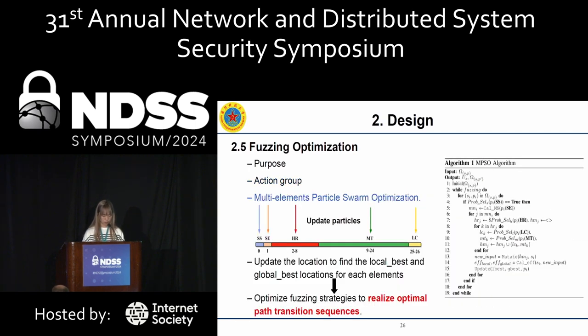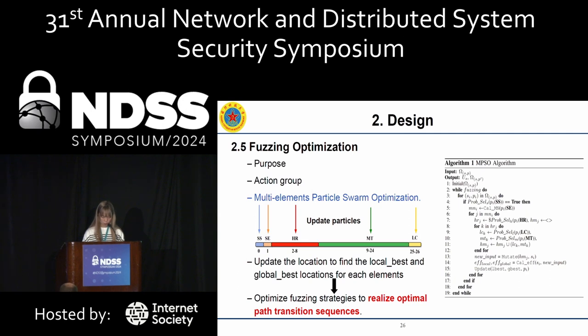To guide the fuzzing to exercise the optimal path transition sequences, we propose the concept of the action group and the multi-element particle swarm optimization algorithm to optimize fuzzing strategies. We define the action group as a tuple consisting of 5 elements. Each action group is represented as a 27-dimensional vector. To optimize the 5 elements in the action group, we treat each action group as a particle and view the optimization as a multi-element optimization problem.